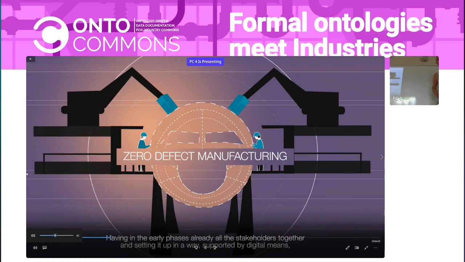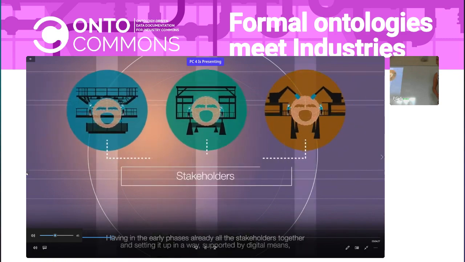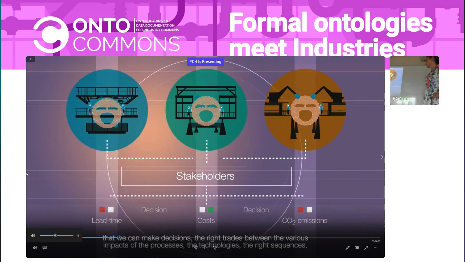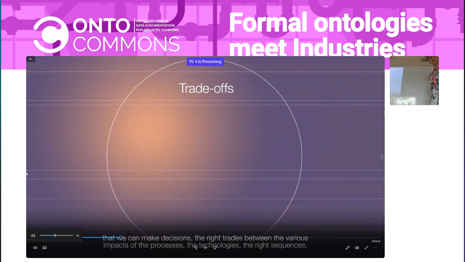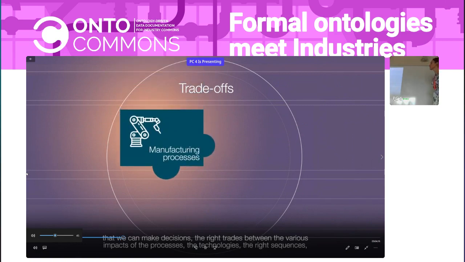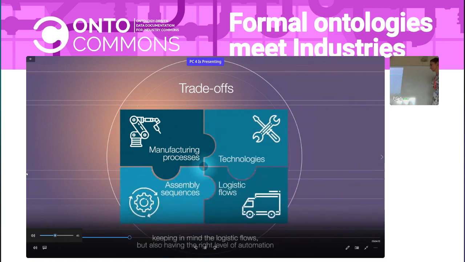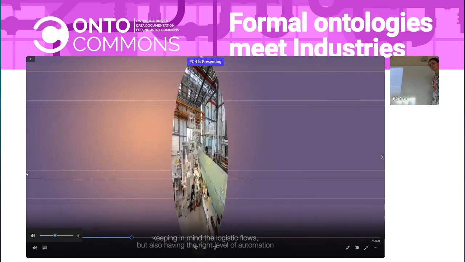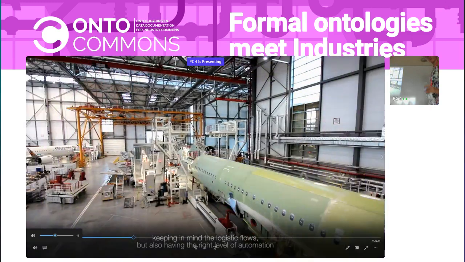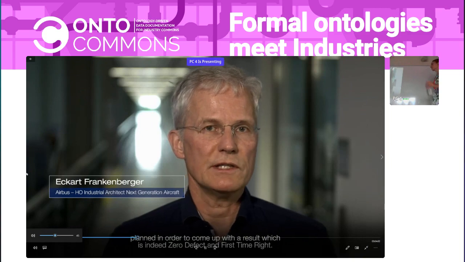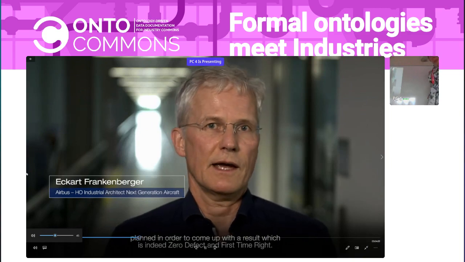Having in the early phases already all the stakeholders together and setting it up in a way supported by digital means, we can make decisions, the right trades between the various impacts of the processes, the technologies, the right sequences, keeping in mind the logistic flows, but also having the right level of automation planned in order to come up with a result which is indeed zero defect and first time right.